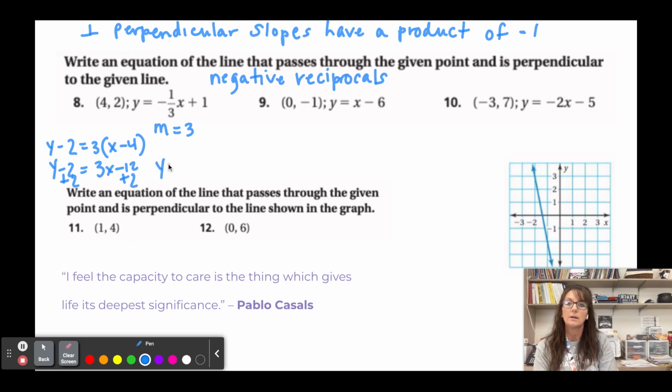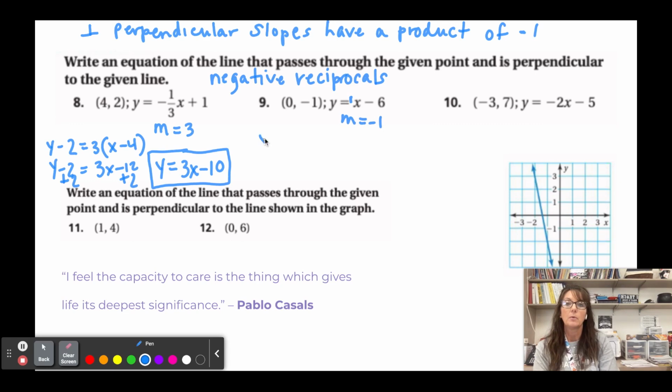And I got y is equal to 3x minus 10, because it's a -12 plus 2. Okay. Here, the slope is 1, so a negative reciprocal of that, because remember, the product has to be -1, so what times 1 is equal to -1? And the answer is -1.